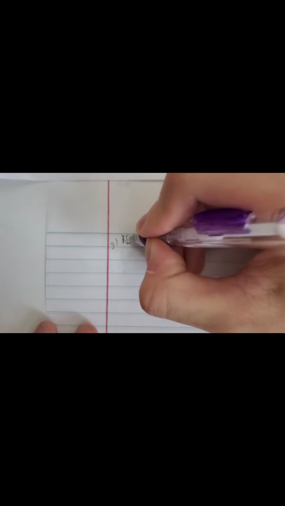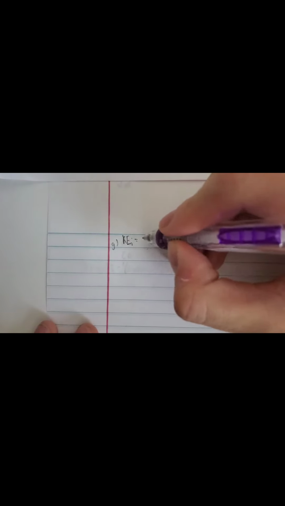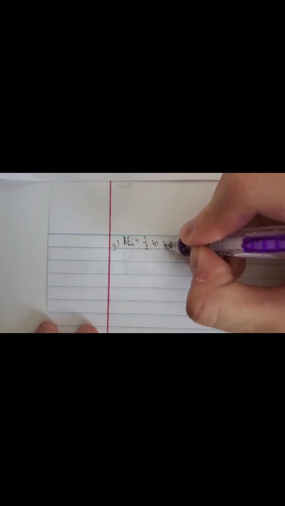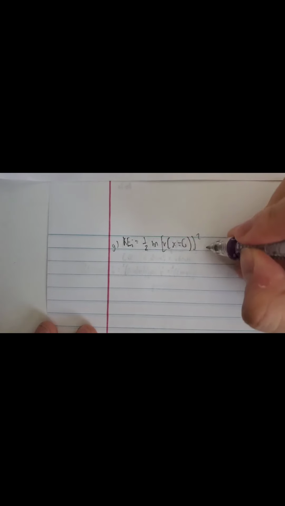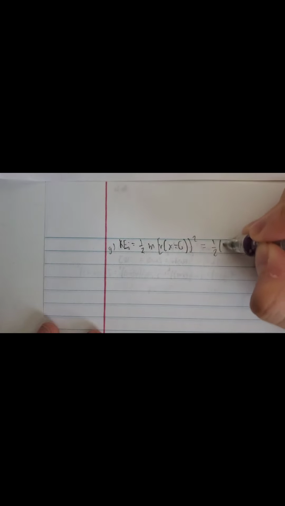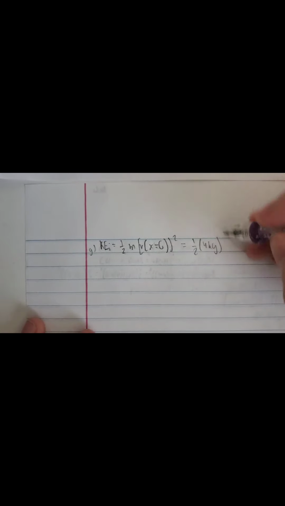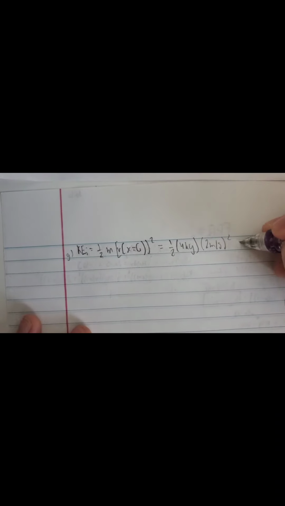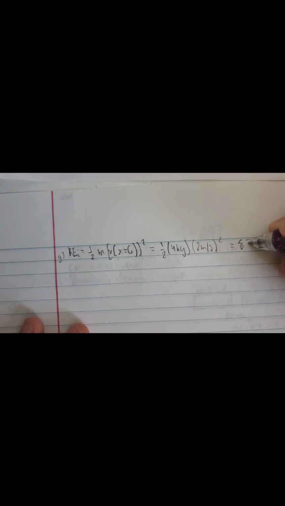Okay, so if the velocity at x equals 0 is 2 meters per second, that means my KE initial is 1/2 m times v at x equals 0 squared. Now I plug in my numbers. Mass is 4 kg. V is 2 meters per second, squared. That means my KEI is 8 joules.